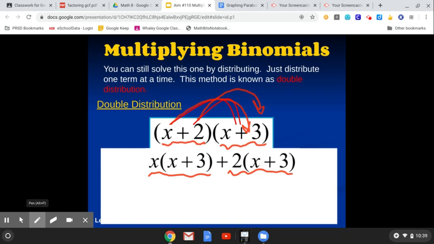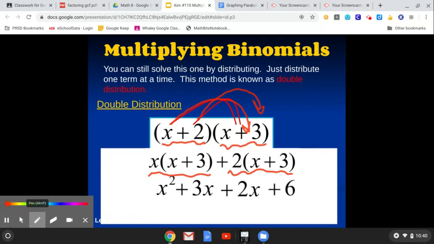And now here's where we have to distribute twice. First, we'll do x times x plus 3. So x times x is going to give me x squared. x times 3 is going to give me 3x. Now I move on to the second one. 2 times x is going to give me 2x, and 2 times 3 is going to give me 6.